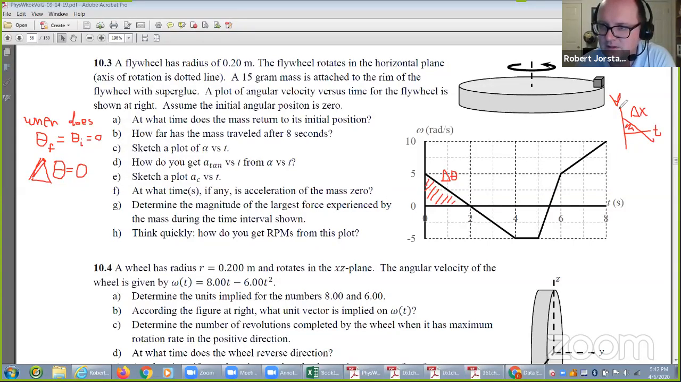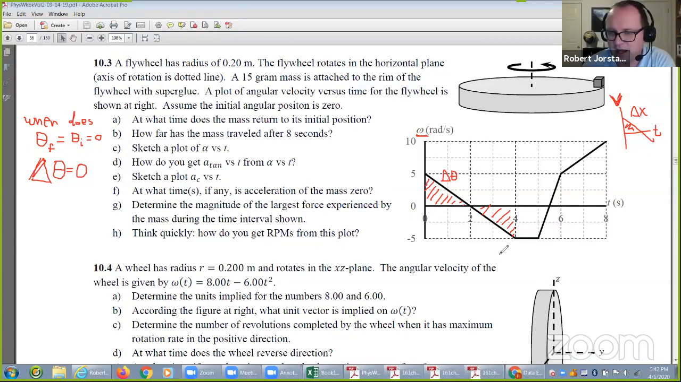So now, that's supposed to be a V. So now if I have an omega plot, the area would be delta theta, and I hope you could see it's at 4 seconds without having to do any calculation. We have the same positive area and negative area, so at 4 seconds, it should return.